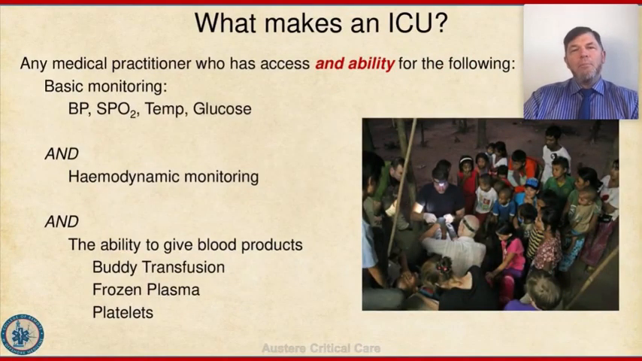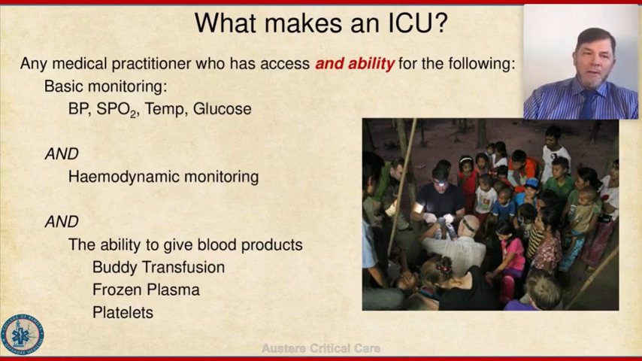Let's talk about what makes an ICU. So what magic wand gets waved to say this room is now magically a critical care unit? Well, you need a bed, obviously. Well, you need a protected location. You need a bed. You need climate control if you have it, and you need basic monitoring. So blood pressure, SpO2, temperature, glucose. Even a basic EMT will have this capacity.